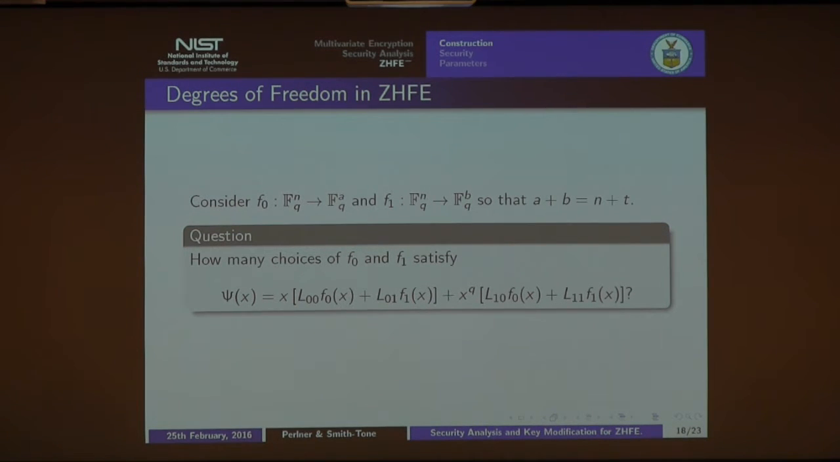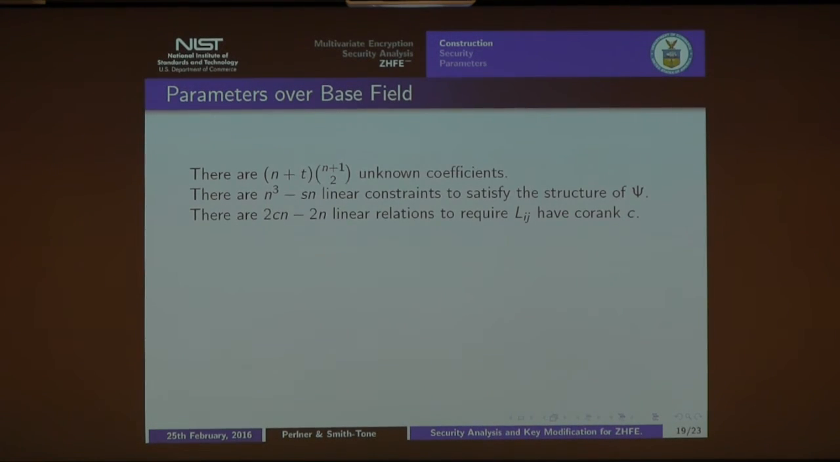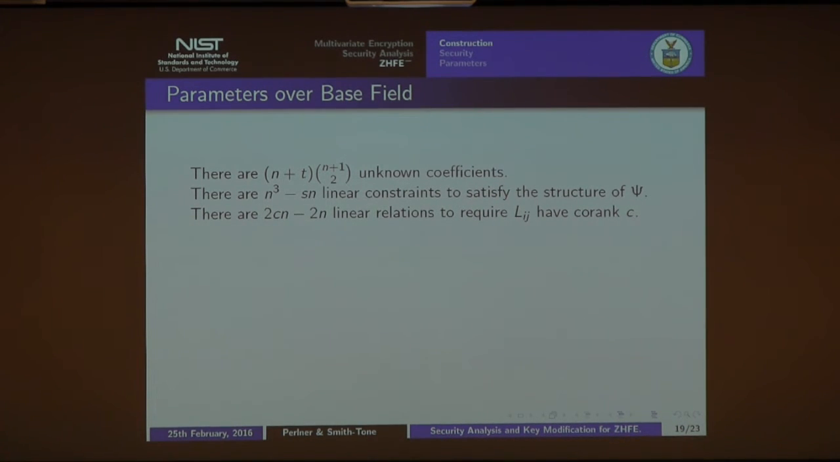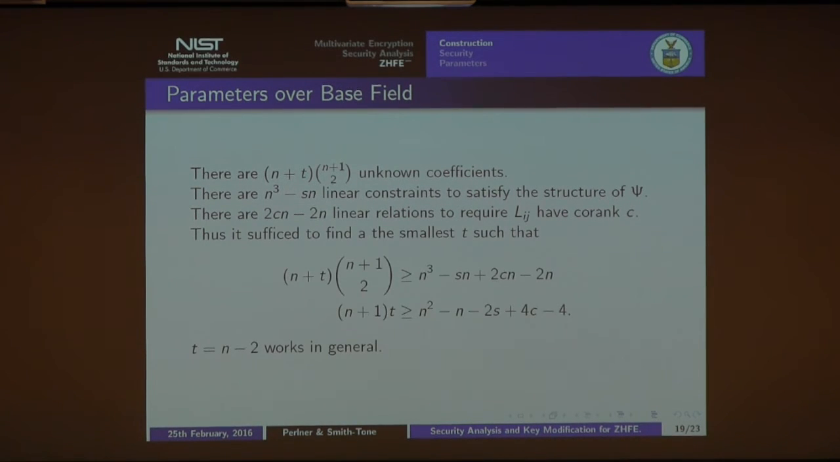Okay, so if we look at it this way, the question is how many choices of F0 and F1 will satisfy such an equation with degree bound on psi? And it's just a matter of counting the coefficients. We have N plus T times N plus 1, choose two unknown coefficients. We have a bunch of linear constraints to satisfy the structure of psi. This S here is the number of non-zero monomials in the expansion over the extension field of psi. And down here we have some more linear relations because we require that the Ls actually have a co-rank C. Okay, and if we look at these, we only need to find the smallest T, more or less, such that N plus T times this quantity is greater than the number of linear constraints we have on the system. And you can do the arithmetic, and T equals N minus 2 works in general. We can't do any better than that.